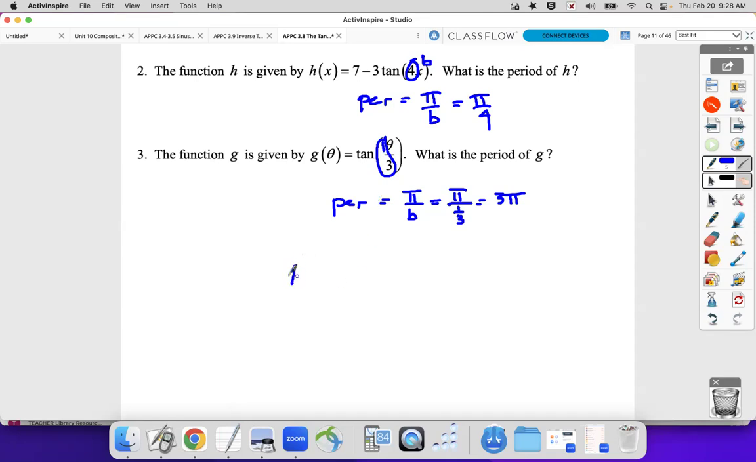So what if I said tangent of 6 theta? What would the period be?